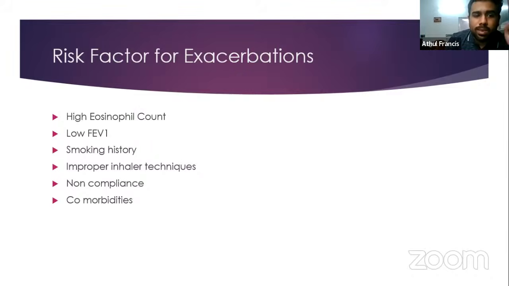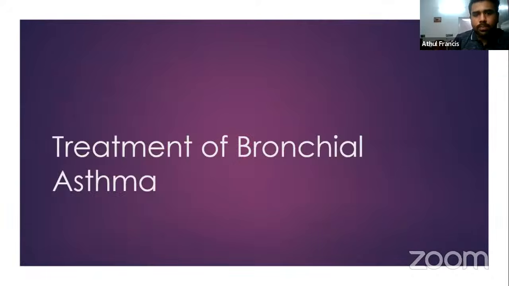The next thing to always keep in mind is, if he is a smoker, ask him to quit smoking. Smoking doesn't help, and smoking in turn, as I told, leads to severe asthma and difficult-to-treat asthma, which is very different. And always look at the high eosinophil count and low FEV1. So we know, the more severe the obstruction, the more chances of exacerbations.